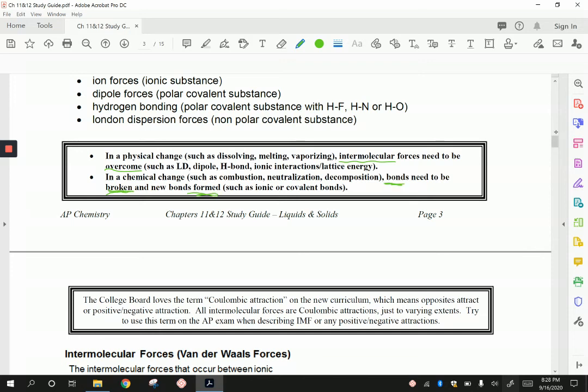Another thing that College Board loves to use is that term Coulombic attraction. Remember, Coulombic attraction means just positive and negative attraction, right? So you want to use Coulombic attractions when you talk about a lot of different things. We talked about Coulombic attractions when it came to Zeff, remember, like, within an atom. Now we're talking about Coulombic attractions when it comes to in between molecules, or the intermolecular forces. So these intermolecular forces are basically just Coulombic attractions.